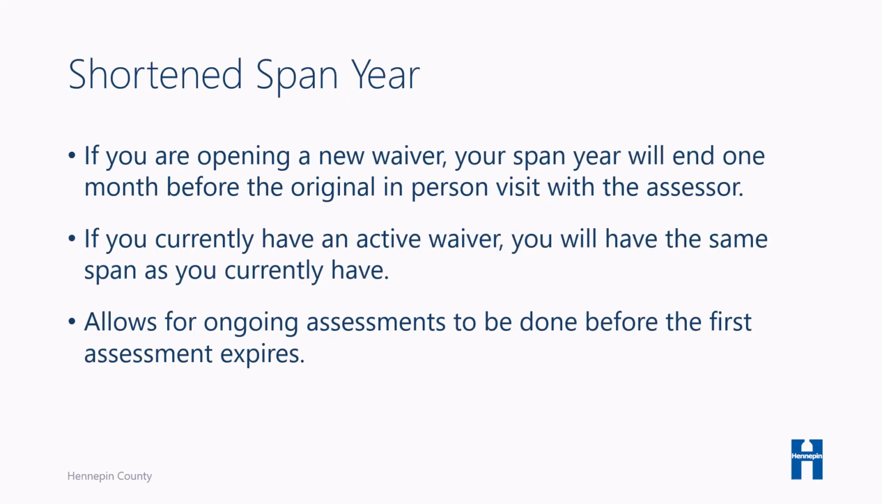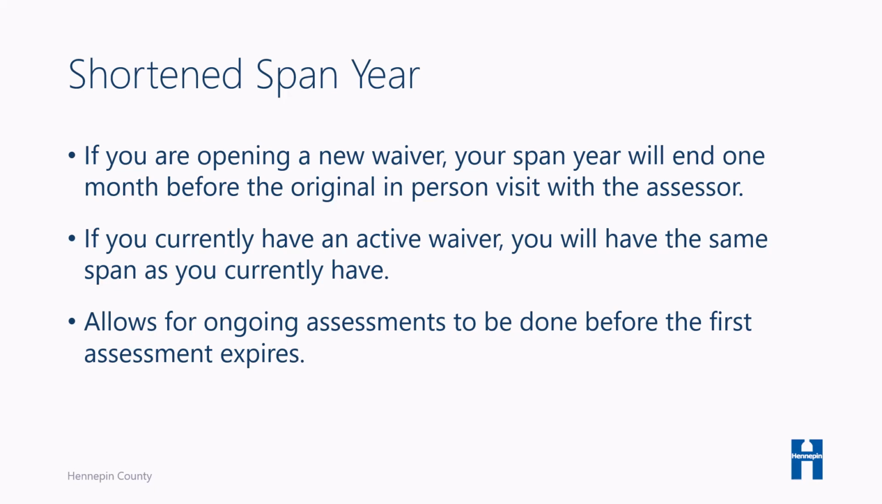When you are opening CDCS and this is your first year of waivered services, you will have what is called a shortened span year. This means that your waiver span will be 11 months or less, depending on when you are able to officially open CDCS. If you have a current waiver with traditional services and you are converting over to CDCS services, your CDCS services will end the same as your traditional services would.